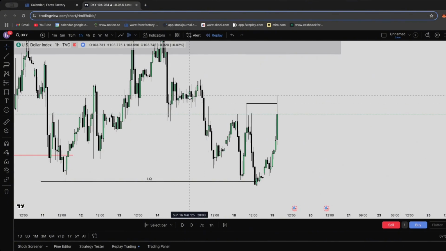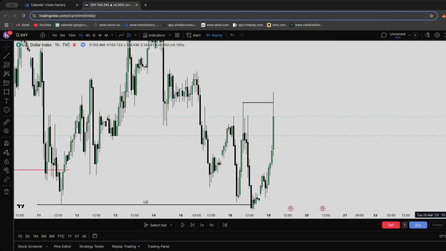Price likes to come back to these zones, potentially reject. They are points of sabotage, and this is quite an obvious swing high. It's higher than the highs around it, and this one and this one. It's an intermediate term high. It's a strong high, right?